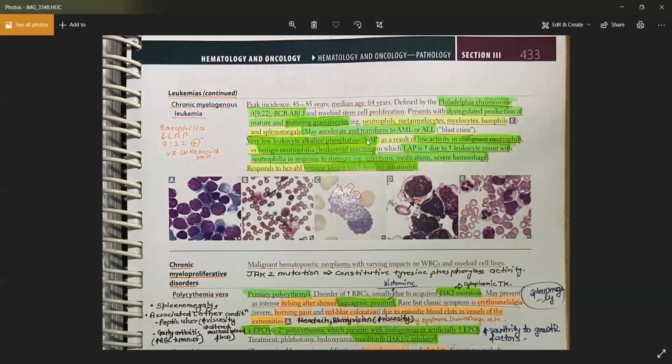Apart from that, you can also look for other hints, like the Dohle bodies we have discussed, and the vacuolated cytoplasm of the neutrophils, right? So in both cases, you will have more immature forms in the blood. You will have a greater number of lymphocytes in the blood. But the only things to look for are the leukocyte alkaline phosphatase and the other morphological features of the neutrophils. So that's about chronic myelogenous leukemia. And of course, you will have pancytopenia again in chronic myelogenous leukemia, right?